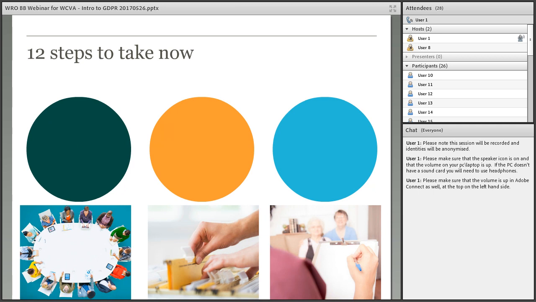So now that we've looked at the background and the history of data protection in recent years, and we've also looked at some of the key definitions, let's now have a closer look at those 12 steps that we're advising you take now, while we're just under that year to go until the implementation.